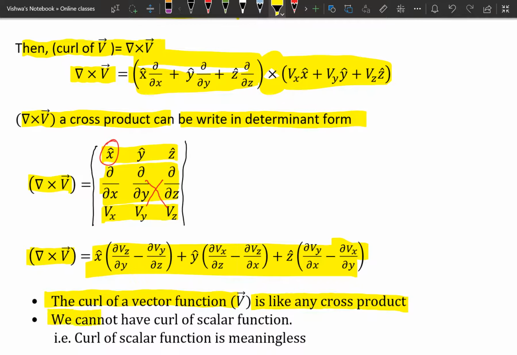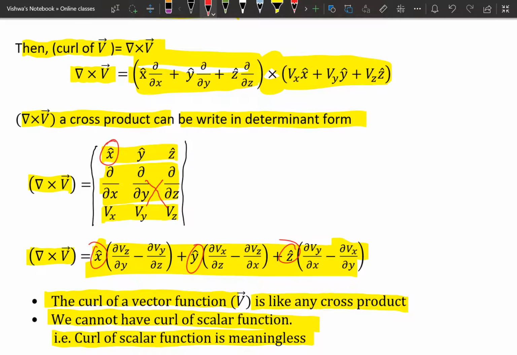We cannot have curl of a scalar functions. This is important. If any scalar function is given, then if they ask find the curl of that scalar function, that is meaningless. We cannot find the curl of any scalar functions. So curl of a scalar function is meaningless. The curl of a vector field is again a vector. Here these unit vectors in the final result will represent it is a vector function.